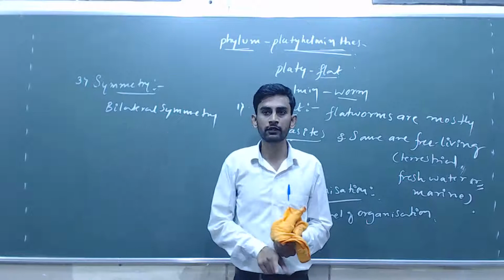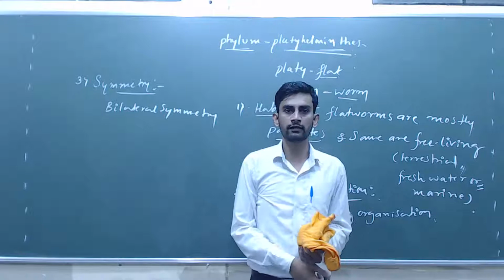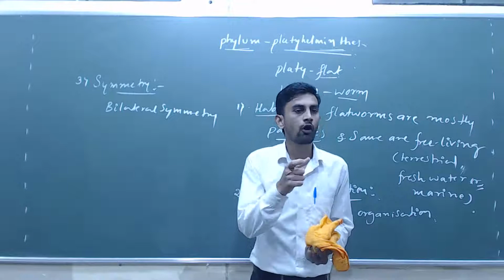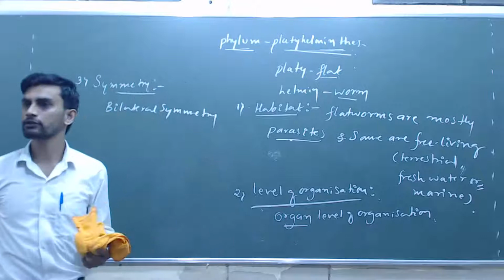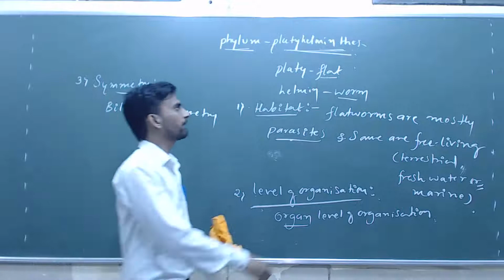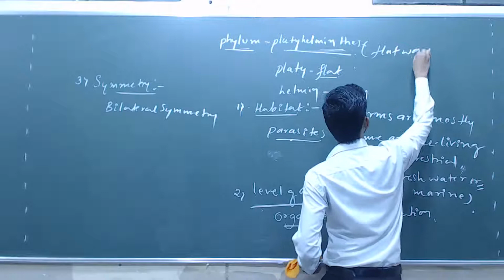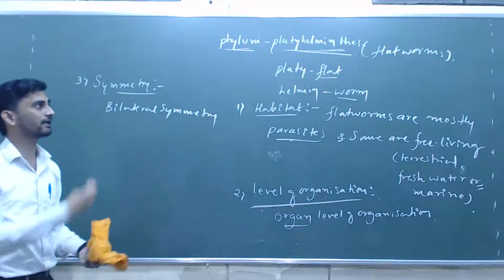Indeed, in the examination they may ask in the whole animal kingdom from which phylum, for the first time, organ level of organization is exhibited. You should remember that it starts from flatworms, or platyhelminths. Both names are the same, right? Just remember in bracket, platyhelminths is nothing but flatworms. When you split the word into platy and helminths, you again get the flatworm meaning. So this is bilateral symmetry.